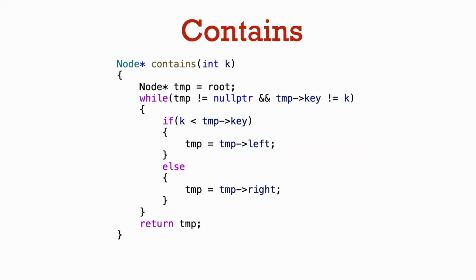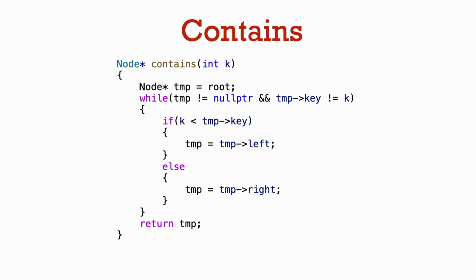Here we have some code to implement contains. We are looking for a node with key k. We define a temp variable, which is a pointer to a node, and initialize it to be the root. The temp variable will walk down the tree as we look for the key k. The condition in the while loop says that we keep walking down the tree so long as temp is not the null pointer and the key at the node pointed to by temp is not k, the value for which we are searching. How do we walk down the tree?